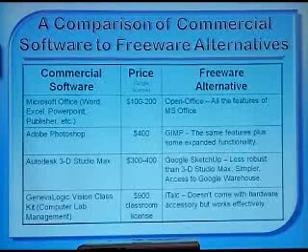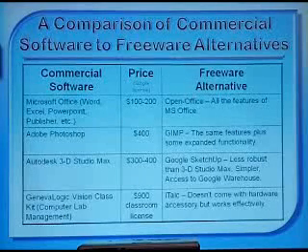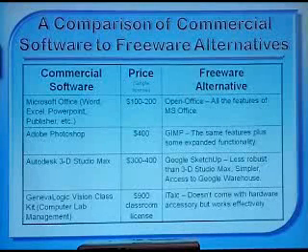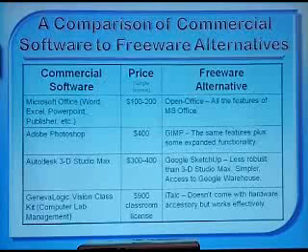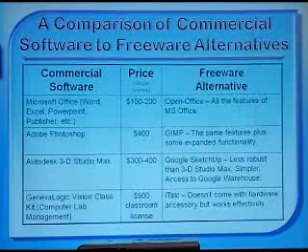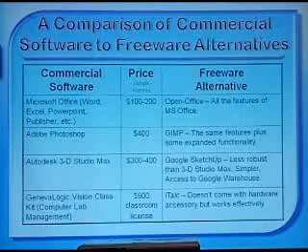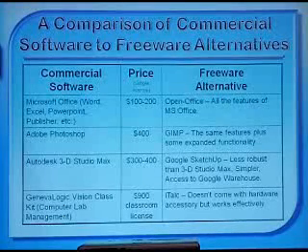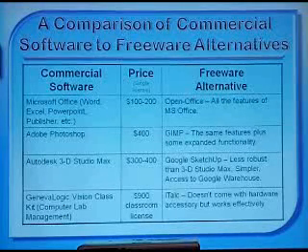Microsoft Office, this is a comparison of different commercial products to the freeware alternatives, and the prices of a single license. These are estimates because, of course, retailers might vary, deals, whatever. And we're also not looking at actual site licenses. We're looking at single licenses, single computers.